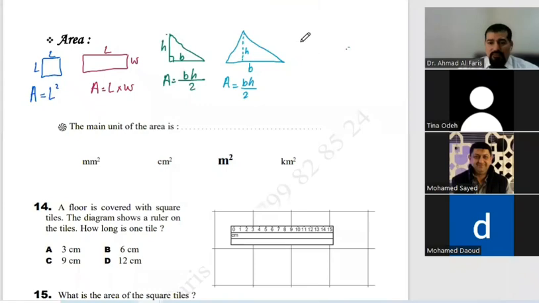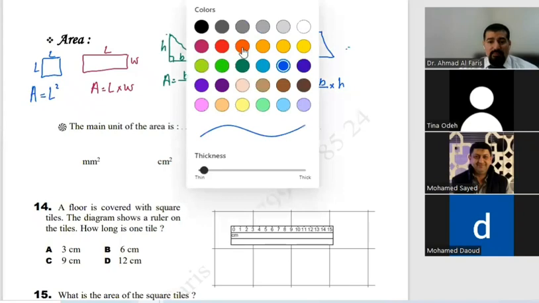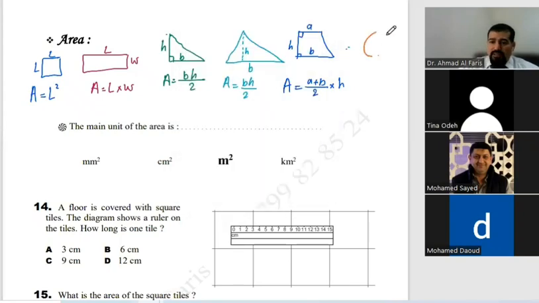Also, we have to know if we have a trapezium. In a trapezium, as we know in math, we have 2 sides and we have a height. And we have to know how much is the area of the trapezium. We know that the area of the trapezium is the addition of both bases divided by 2, multiplied by what? The height, the separation distance between the bases. Finally, if we have a circle with a radius or with a diameter, the area of it is what? Pi r square, the radius square.